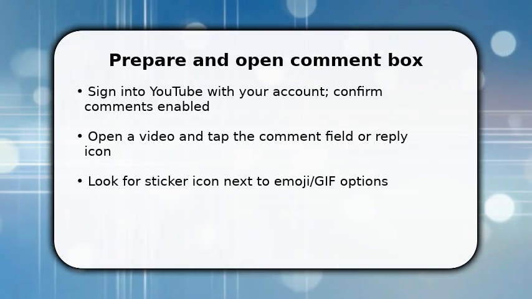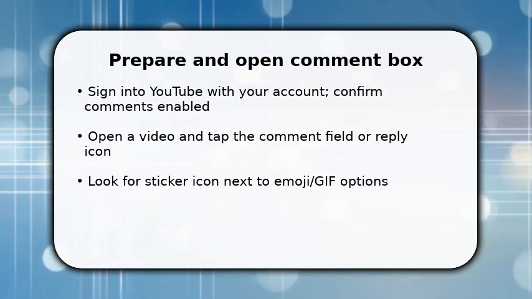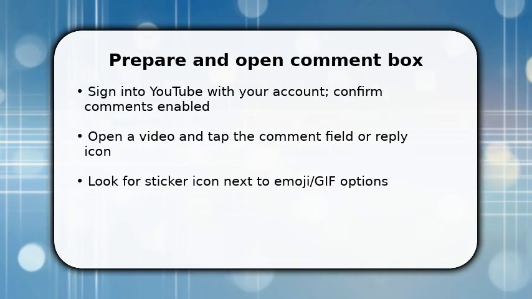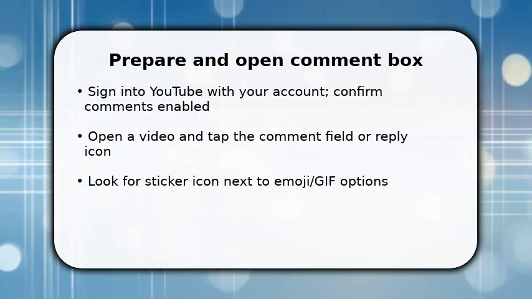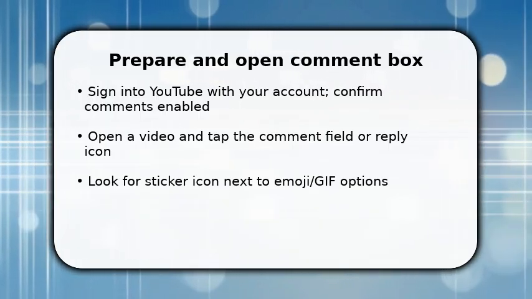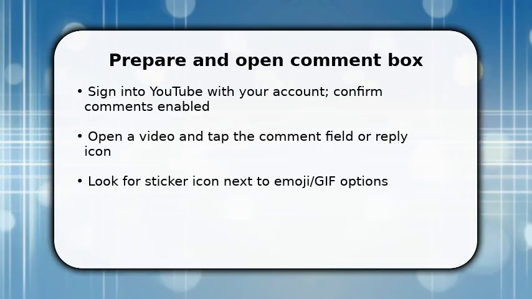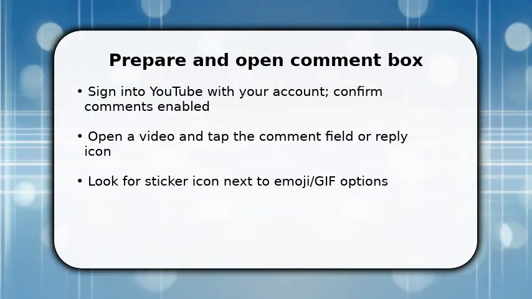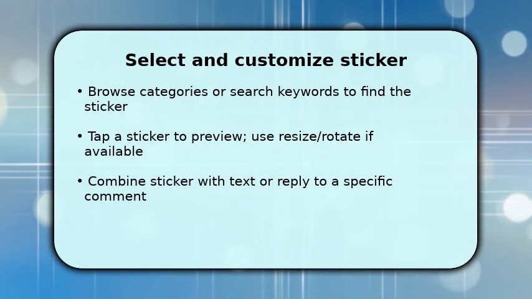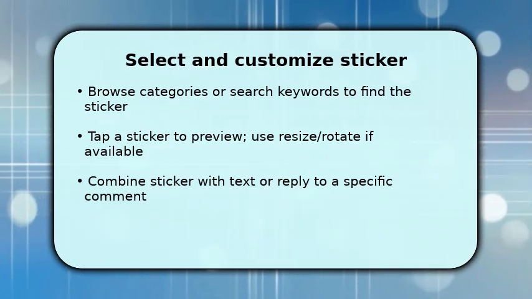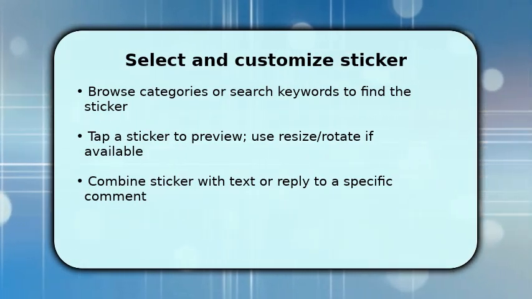Make sure you see a dedicated sticker icon. If not, the feature might not be available for that video or account. Now tap the sticker icon to open the sticker picker and get ready to choose one that matches your tone and message. Once the sticker picker is open, scan categories or type a keyword to narrow results. This saves time and finds a relevant image.